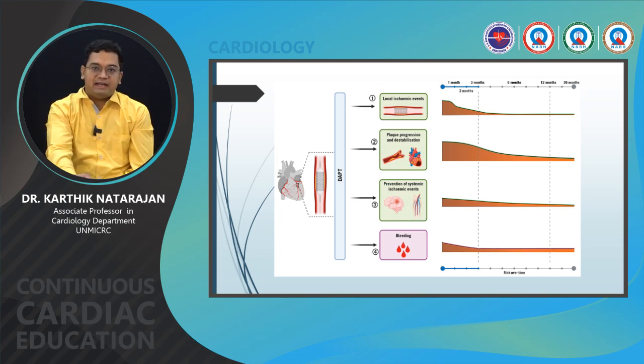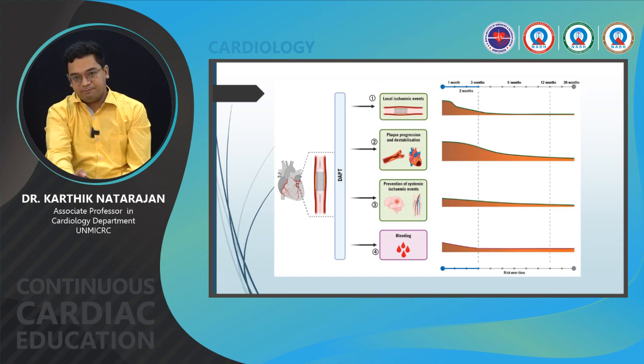So, an antiplatelet has to have its greatest efficacy in the first 3 to 6 months to prevent local ischemic events in the form of preventing very early and late stent thrombosis. Then it also has to prevent plaque progression and destabilization. It may prevent local ischemic events, but if it is not preventing plaque progression, then it would not be called an ideal antiplatelet. So, we require the antiplatelets to prevent plaque progression and destabilization, especially in the first 3 to 6 months post PCI.